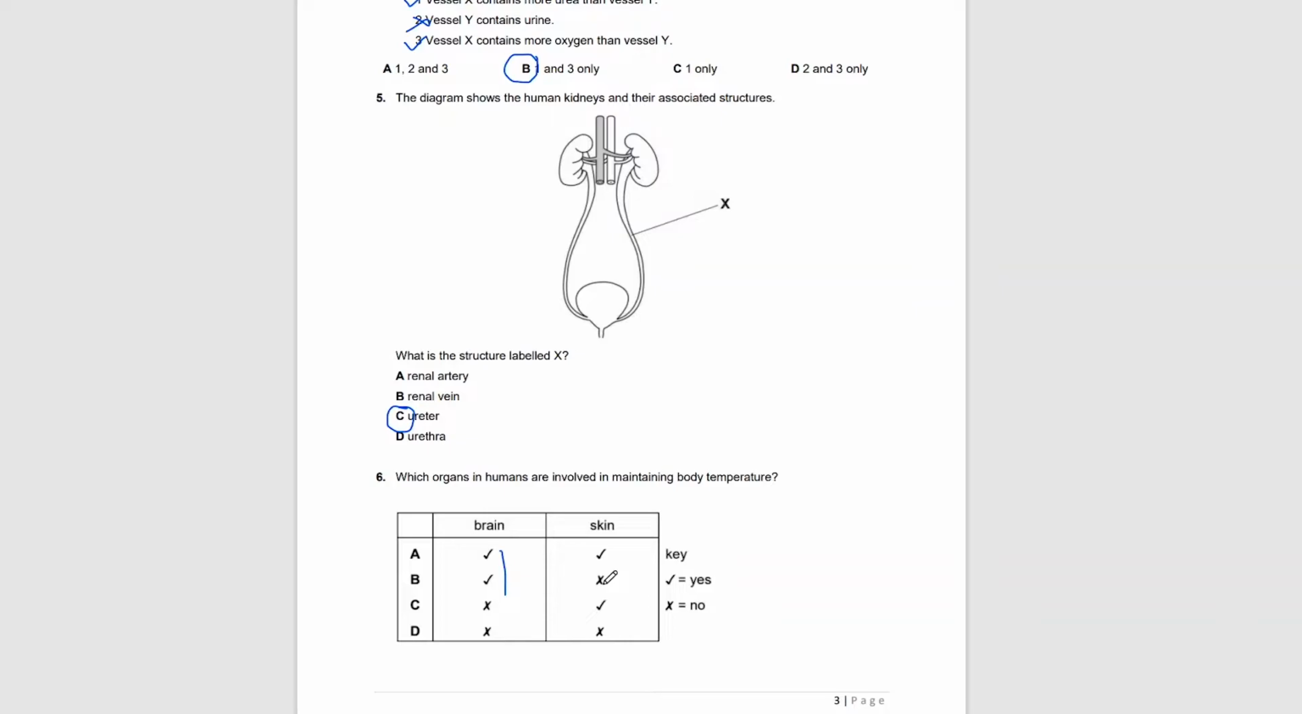So the brain is involved in the temperature control. Skin is what brings the change. The sweat glands in the skin produce more sweat, the artery in the skin dilates, and the hair erector muscles also contract and relax based on the temperature. So skin is also involved in the temperature regulation. Our answer is A.